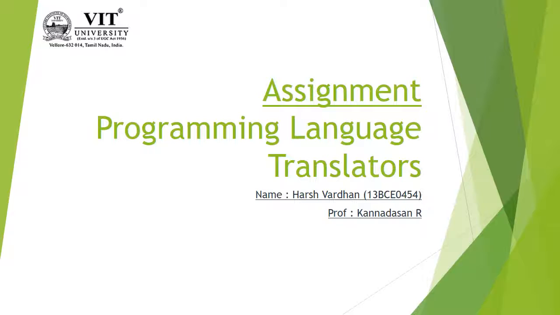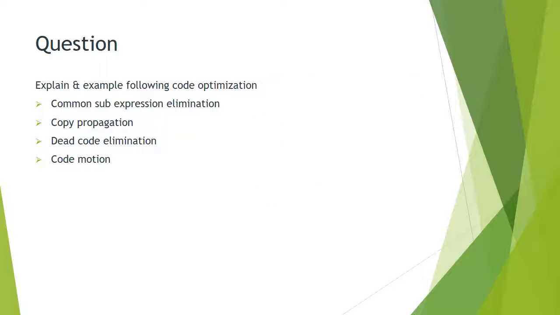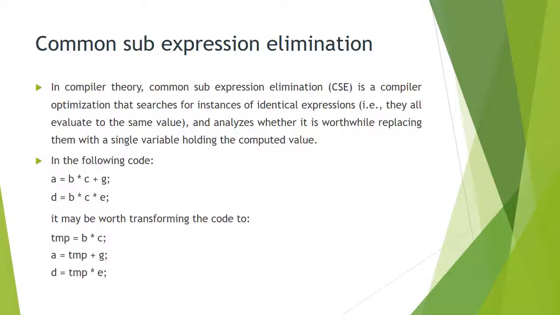My registration number is 13BC 454 and I am doing an assignment on programming language translator given by our professor Kannada Sanar. So the question is, explain with example the following code optimization techniques. The first one is common subexpression elimination, the second one is copy propagation, the third one is dead code elimination, and the fourth one is code motion.